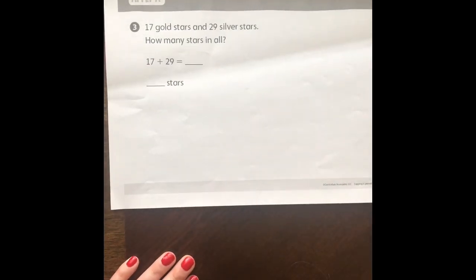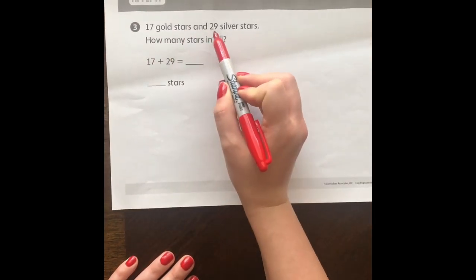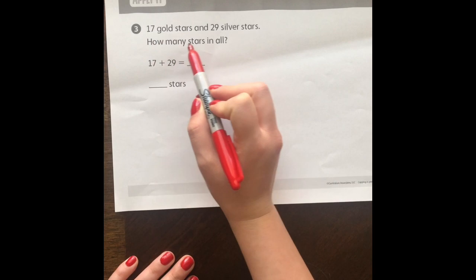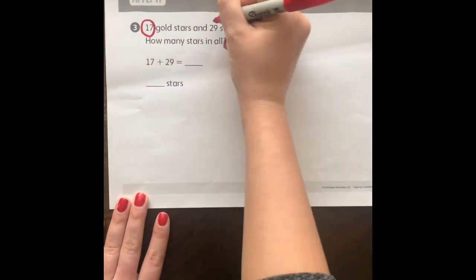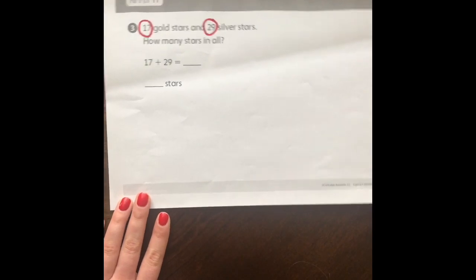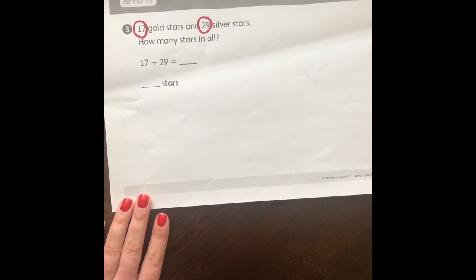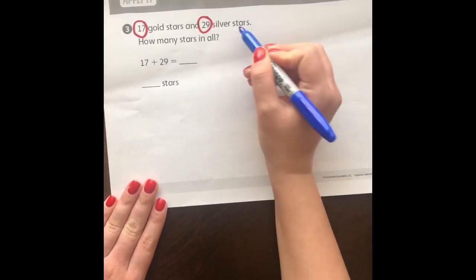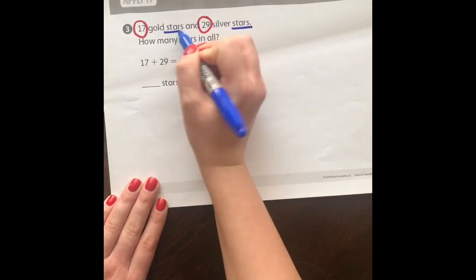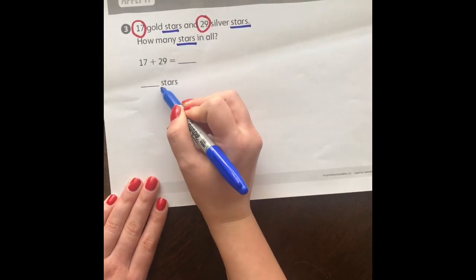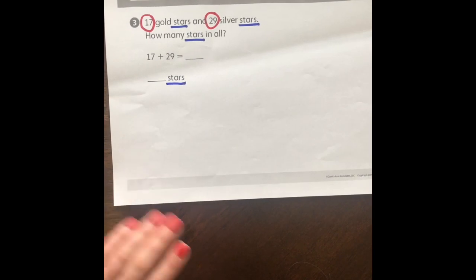Okay, boys and girls, now we are going to solve this problem, number 3. It reads 17 gold stars and 29 silver stars. How many stars in all? Let's start by circling our numbers, 17 and 29. Then we are going to underline what we're talking about. We are talking about stars. So we're going to underline all those words.